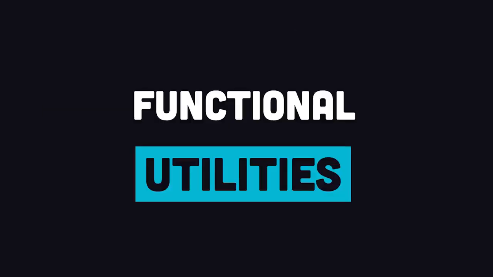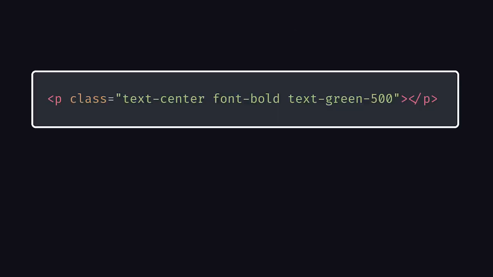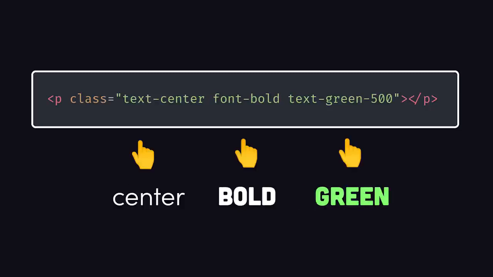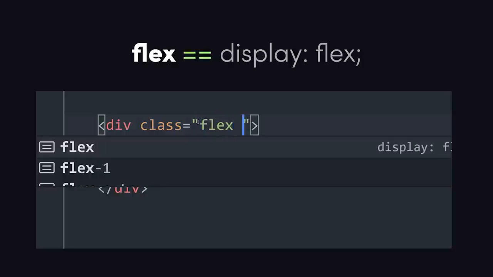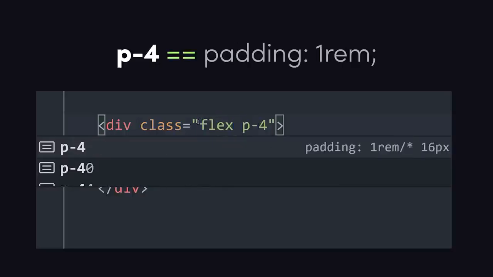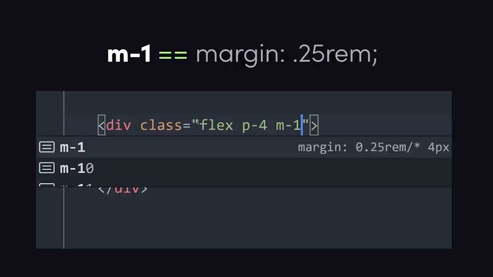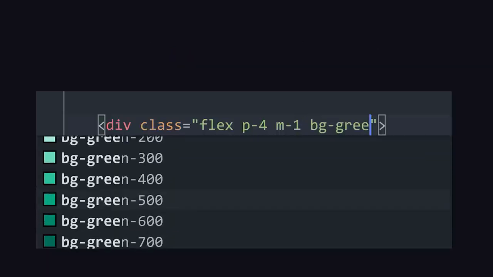Tailwind takes a more functional approach by providing you with utility classes that can be composed together to build components like this. Instead of using the card class like you might in Bootstrap, you combine utility classes like Flex to make it a flexbox, P to give it padding, M for margin, and hundreds of others to control things like color, shadows, and so on.